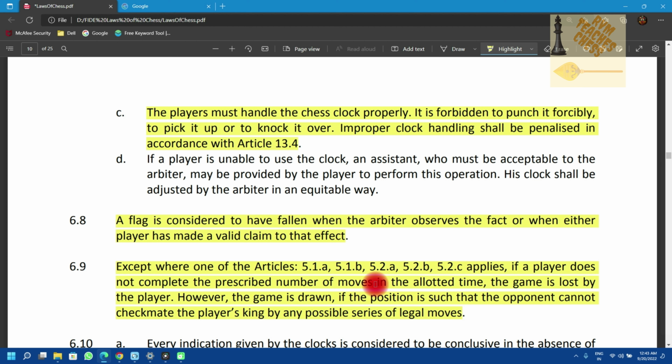It's a duty of the arbiter to do it, and so it is not a violation of any rule. FIDE allows the arbiter to do it, and it's their duty to do it.